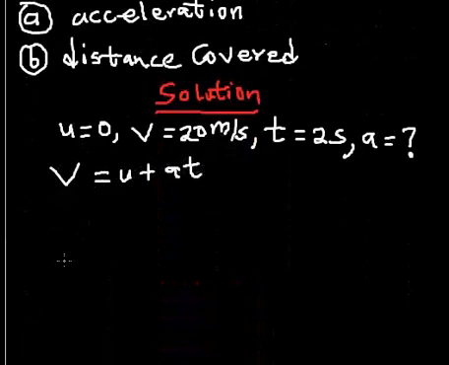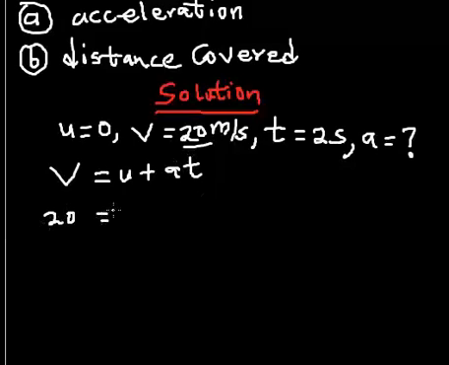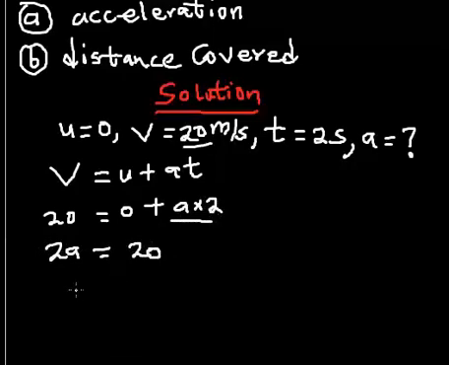All right. So let's start putting our values. v is 20, I put it there, equal to u, which is 0, then plus a, that's what I'm looking for, multiplied by t, which of course is 2 seconds. So if I multiply 2 by a, I have 2a, right? Equal to 20. So a now is going to be equal to 20 divided by 2, which is 10 meter per second squared. That is the SI unit.